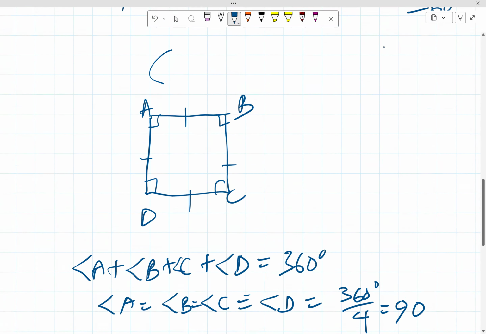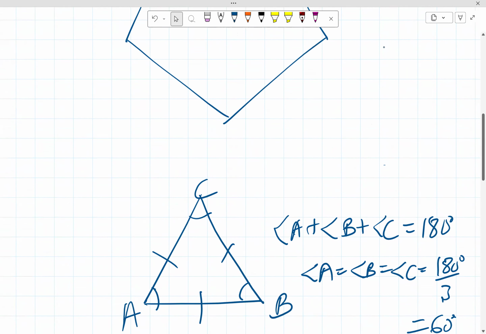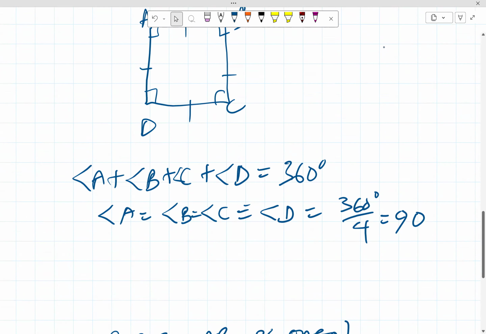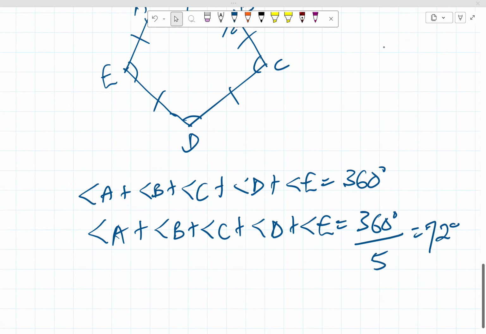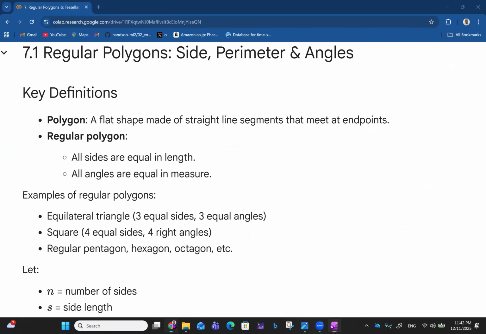Here we've seen the square already. That's a regular quadrilateral, a regular polygon. And this is the equal-sided triangle, the equilateral triangle. Then we have equilateral triangle, square, regular polygon, pentagon, and so on and so forth. With that out of the way, let's move on to talk about other things for a polygon.